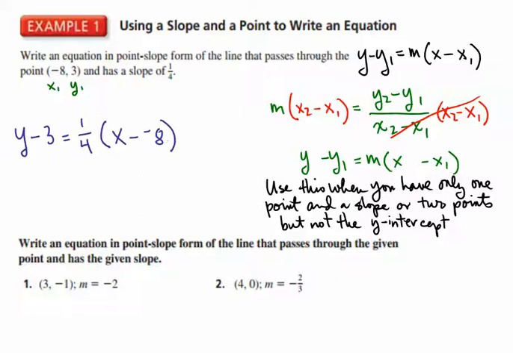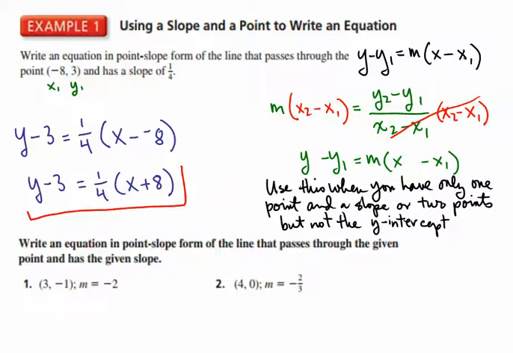But we know that minus a negative is the same as plus, so we end up with y minus 3 is equal to 1/4 times x plus 8. And so this would be the point-slope form of a line that passes through negative 8 comma 3 and has a slope of 1/4. Alright, so what we want to learn first of all in this section is how to take a point and a slope and put them into point-slope form. So I'm going to go on to the next 2 examples below, and we'll see how straightforward this can be.